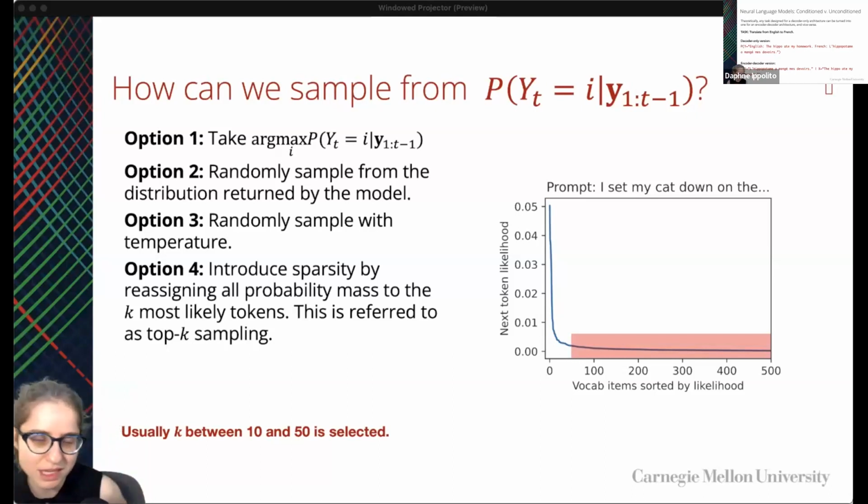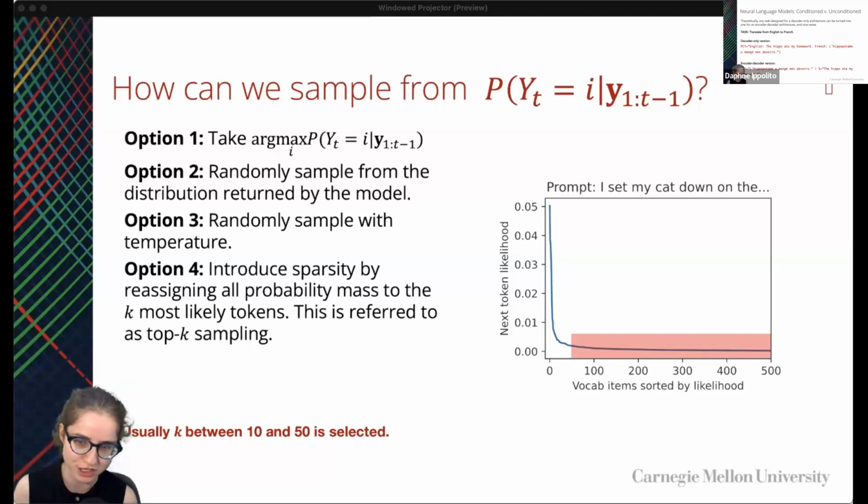So we would set the probability of all of these words to 0, and then we would just renormalize the distribution and sample from it. And empirically, people have found that top K sampling results in higher quality generations than sampling of temperature.